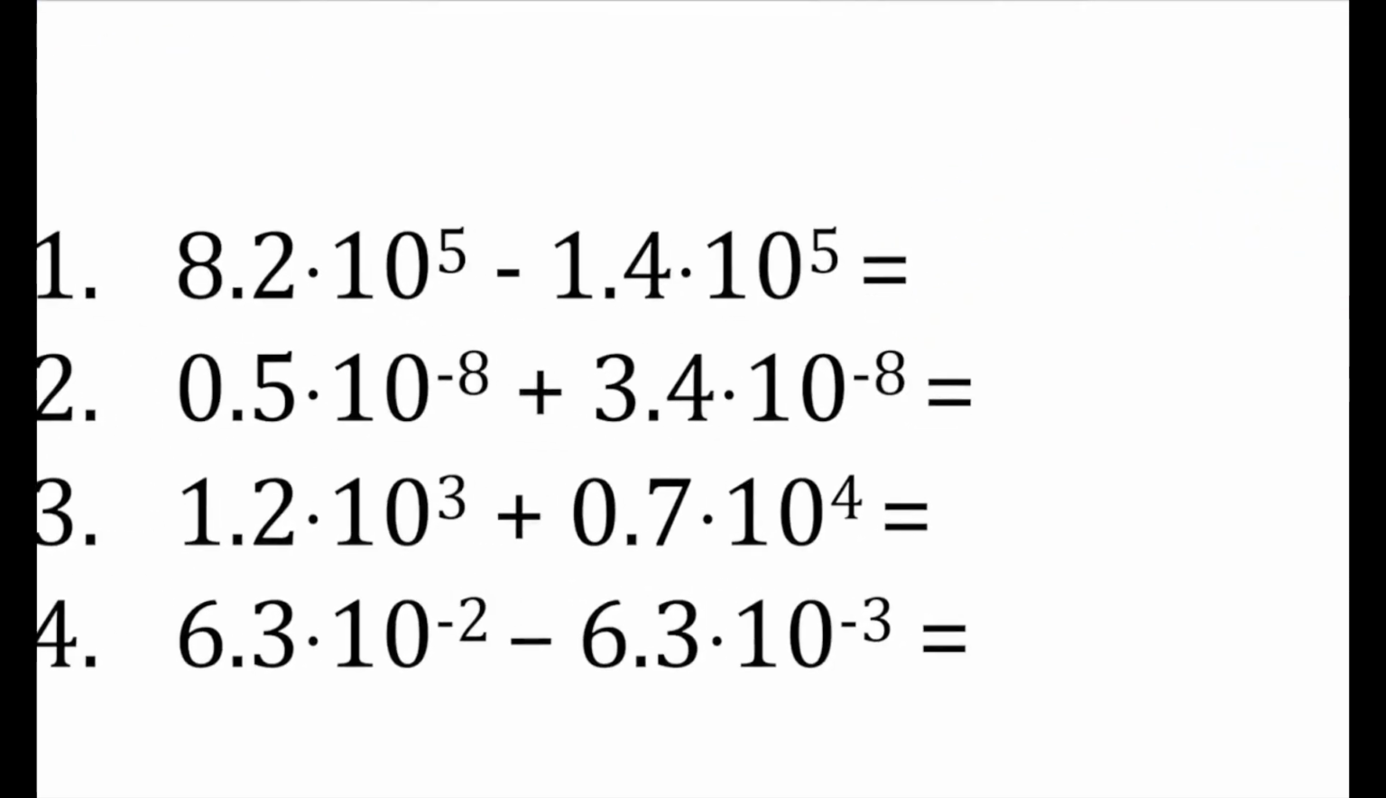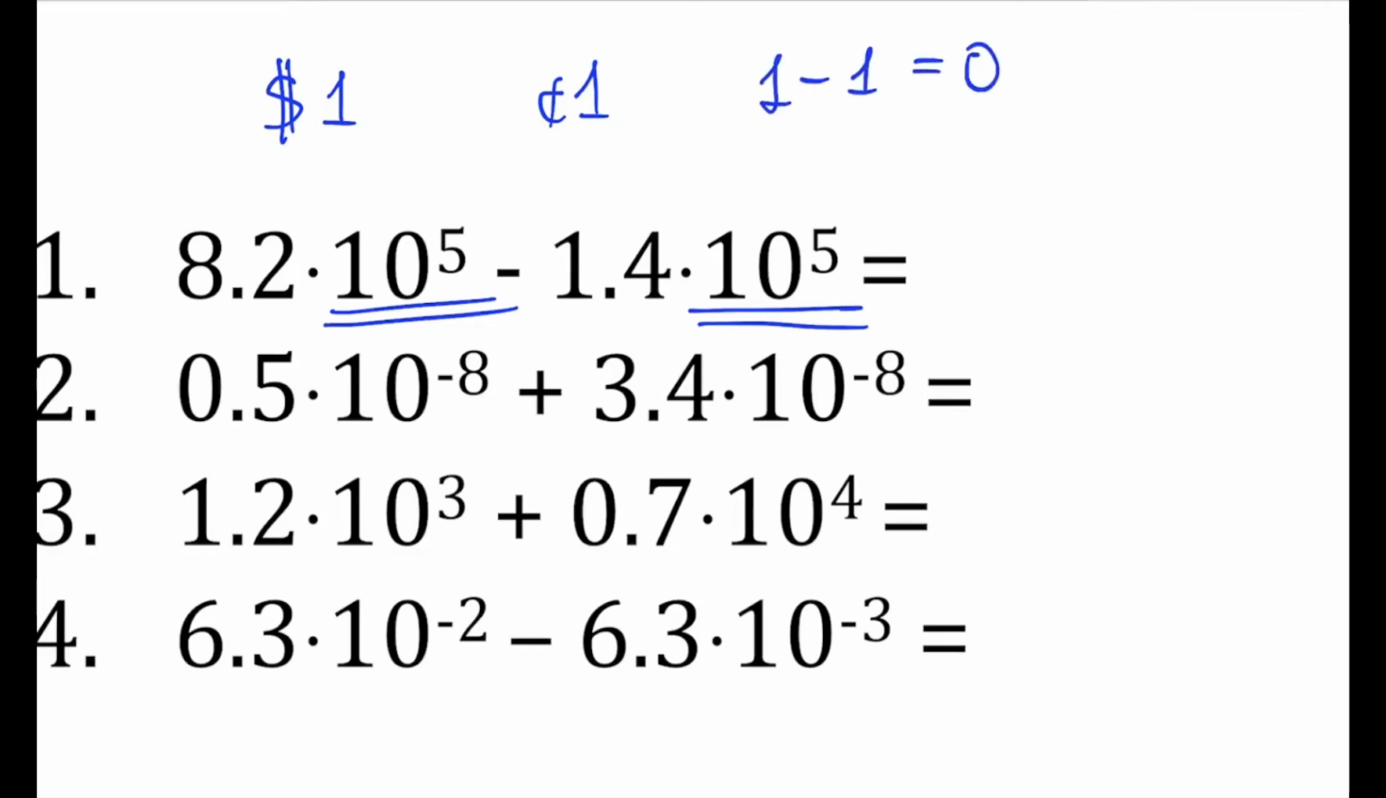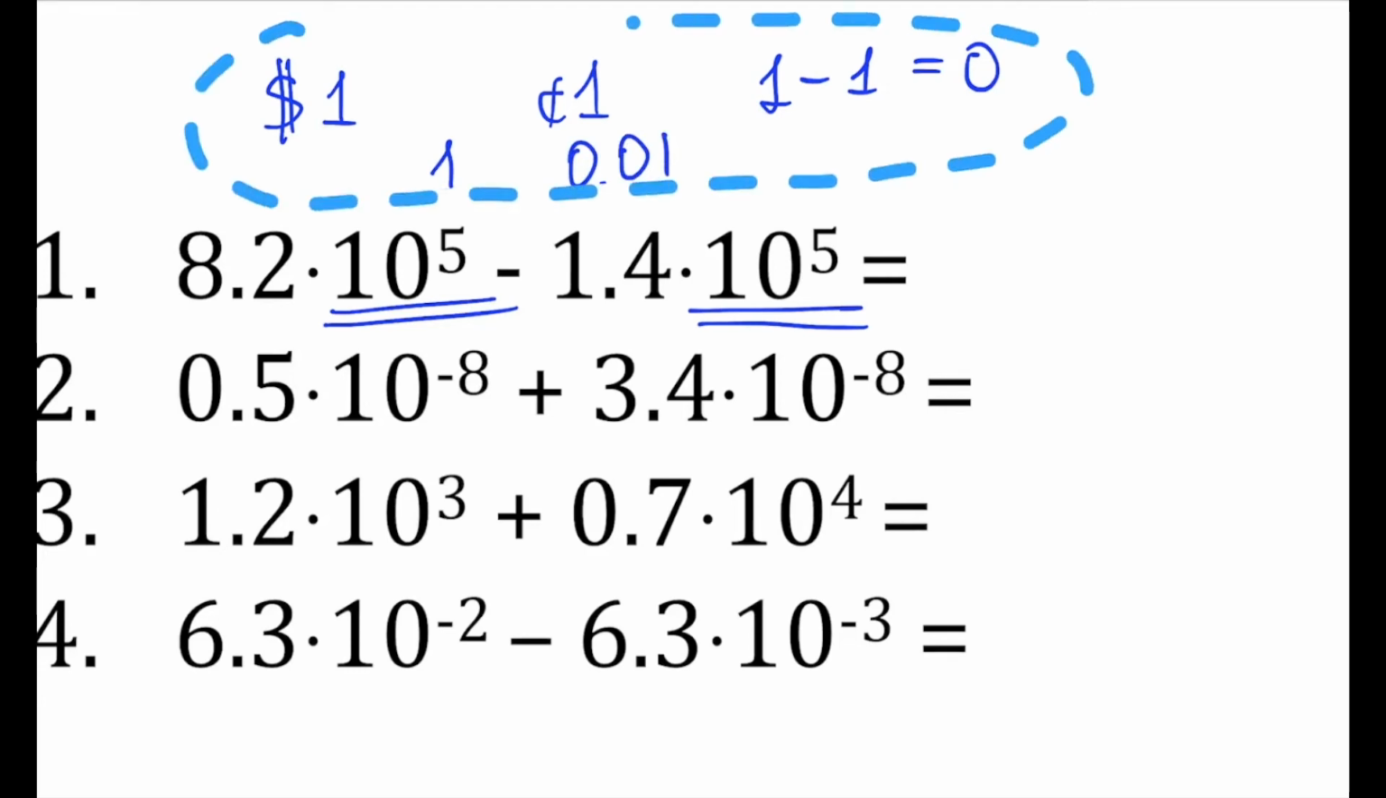So here, what is very important is to make sure that you have the same denomination. Because if I say that I have $1 and then I have 1 cent, I won't be doing 1 minus 1 equals 0. Because if I have 1 as a whole for dollars, then 1 cent is actually 0.01. So be careful. The first thing you need to check is whether your denominations are the same.